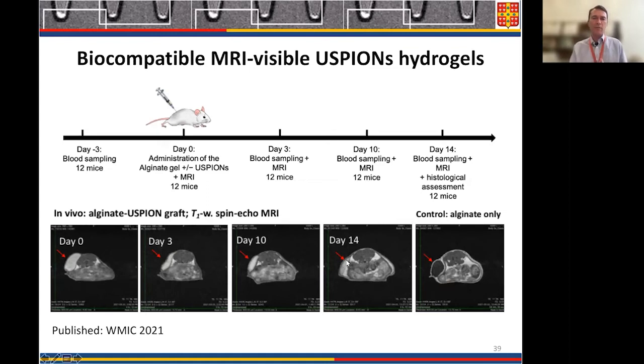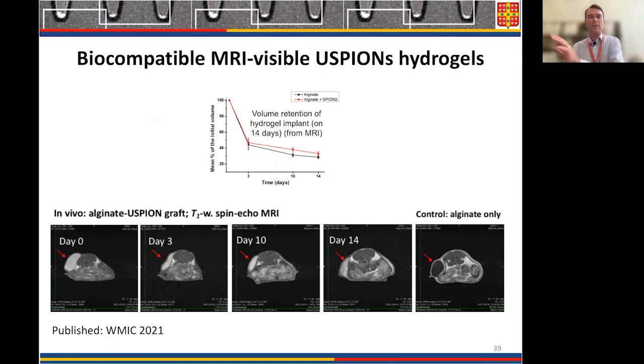So we found that for contour delineation assessment, it is much easier to clearly visualize the contour of the graft if there is a very small fraction of iron oxide nanoparticles. And with this, it was possible to monitor the volume remaining in the xenograft for a duration of 2 weeks.